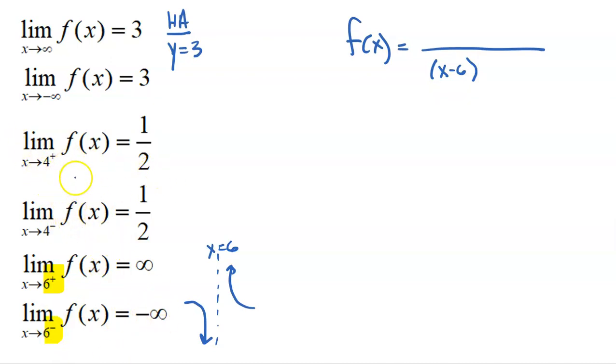How do I know I have a hole? Because as I approach 4 from the left and the right, I am approaching 1/2. That means that there is a hole located at (4, 1/2). As I approach 4 from the left, as I approach 4 from the right, the limit does exist. The two sides are coming together at 1/2, but if it's a rational function, that means that there must be a hole there. So the limit can exist even though at 4, nothing exists.